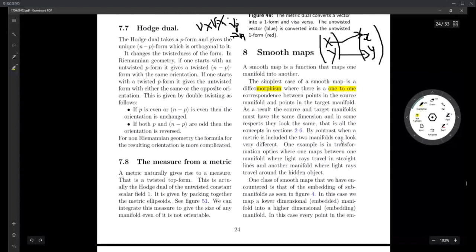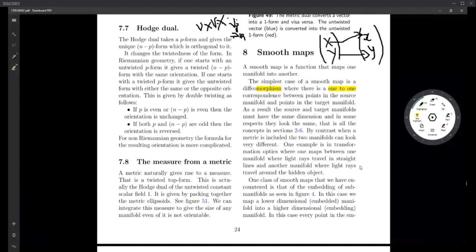For example, let's take optics as an example. If you map between one manifold where light rays travel in straight lines, and another, you can think of it as light traveling with a hidden object. It's like looking at a torch that is being shined underwater. You can look at it from the outside, it's going to be diffracted, but if you look at it from the inside, it's going to look different. It'll be dispersed. So yeah.